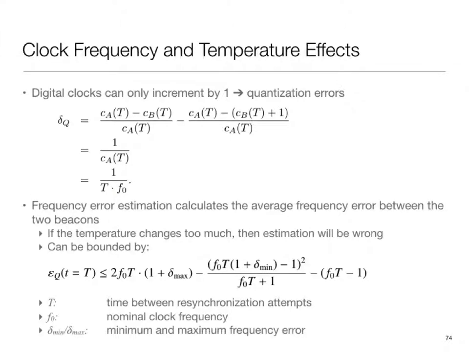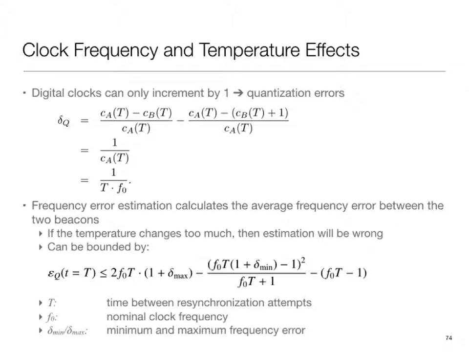So this is back to this story that the drift estimates, and really how often I'm going to be doing these measurements, are going to be impacted by two different effects. One is the quantization error and the other is a temperature effect. So if I don't do the measurement frequently enough, then because of temperature, the clock drift will happen and my linear estimate will no longer be good.